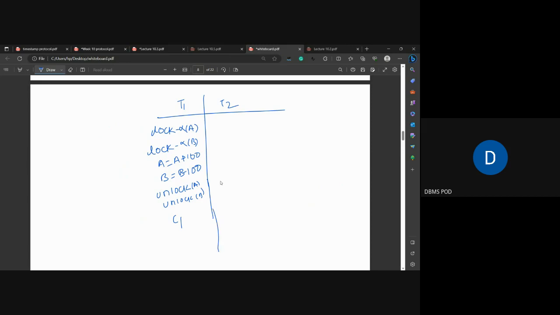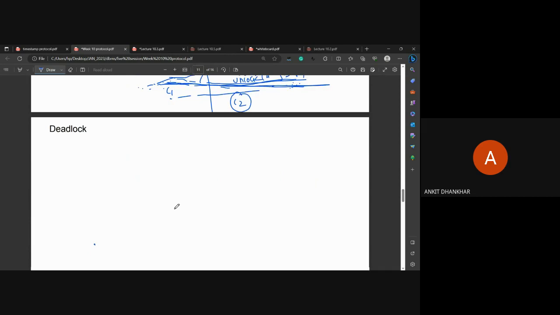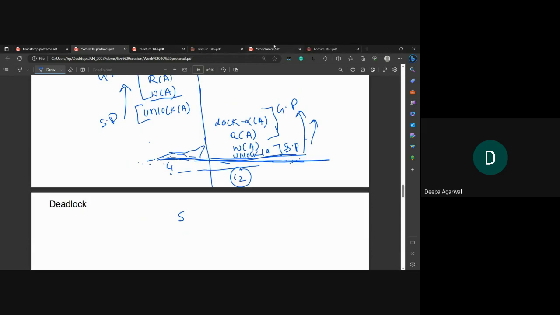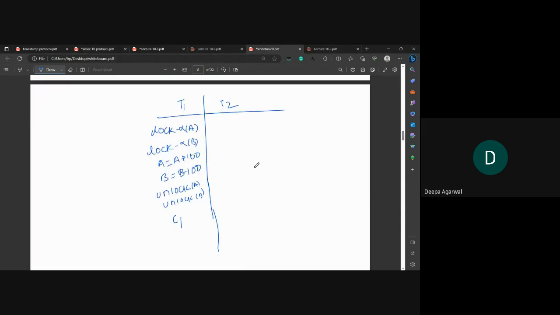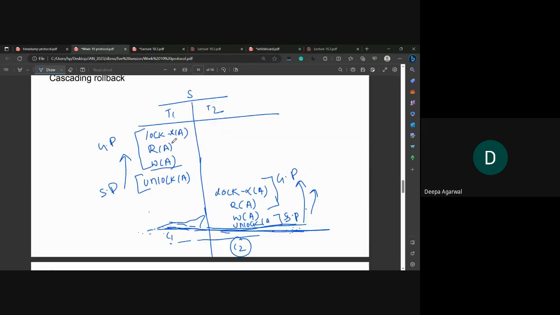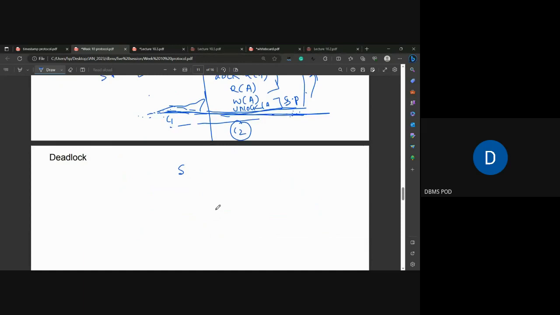Now what about T2? Got it. I was a bit confused about this across-the-transaction thing. Now you got it, right? Yes, sir. Now, in this one, if after C1 there is a failure, then its schedule is recoverable, because you can roll back the T2 transaction, right? It's cascading, but it's recoverable. Yeah, correct.